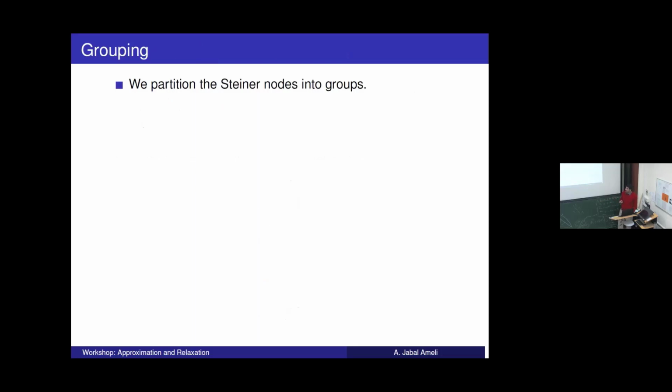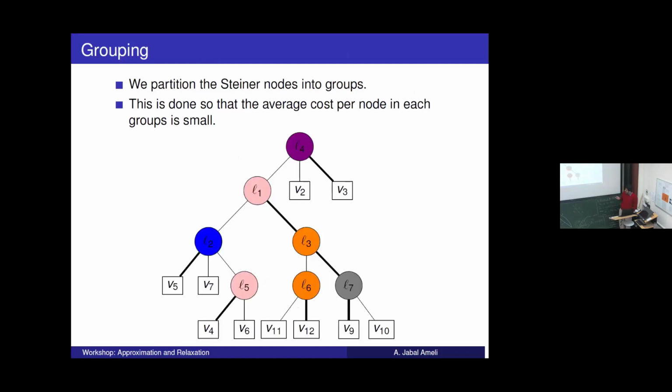So now the idea is to partition the nodes into some groups, such that the average cost per node in each group is small. Then we can simply analyze that the average cost in each group, if it's less than 2, then the average cost of all the nodes is less than 2. And this is an example of how we do it.